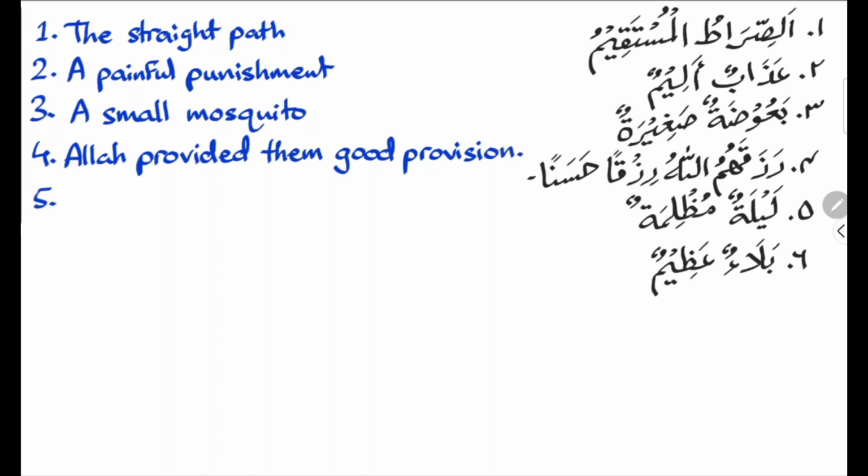Number 5, laylatun muzlimatun. Muzlima is dark. A dark, layla is night, so a dark night. Number 6, bala'un azimun. Azimun is great, so a great bala is trial. A great trial. Let's translate some proper sentences, just 3 of them or 4 of them.